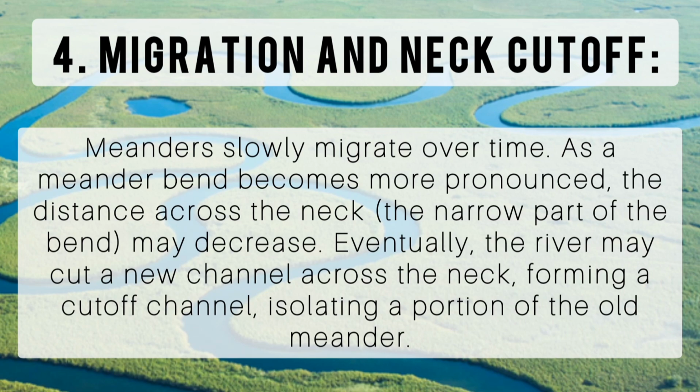Migration and neck cutoff. Meanders slowly migrate over time. As a meander bend becomes more pronounced, the distance across the neck, the narrow part of the bend, may decrease. Eventually, the river may cut a new channel across the neck, forming a cutoff channel, isolating a portion of the old meander.